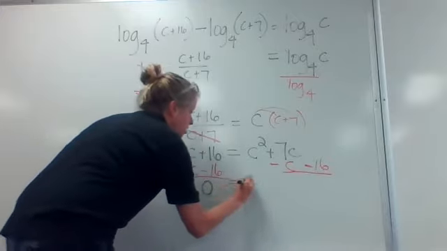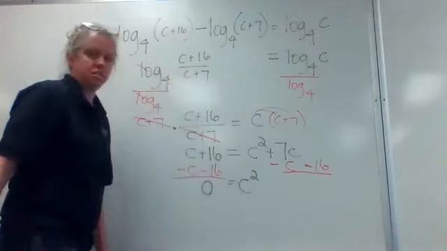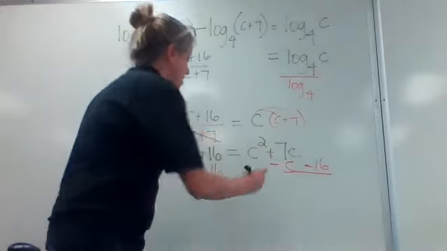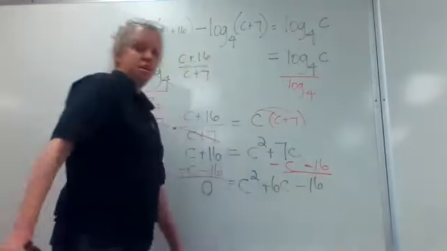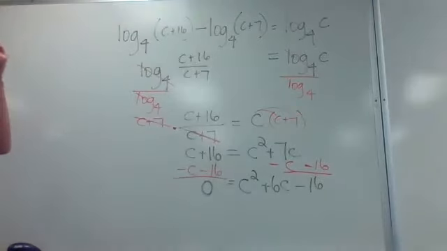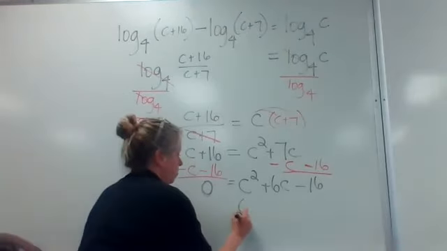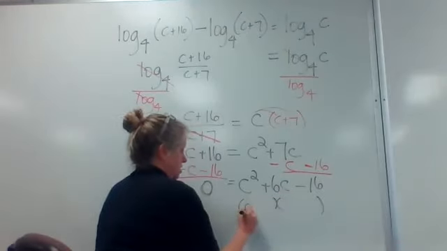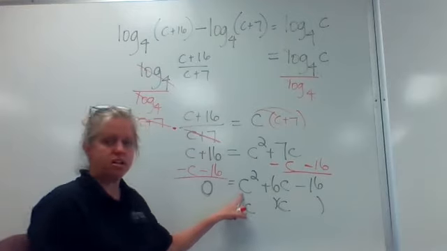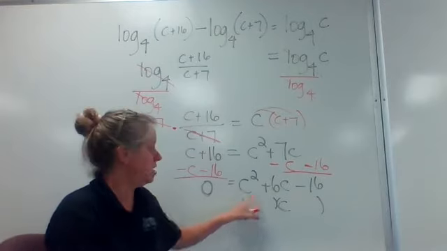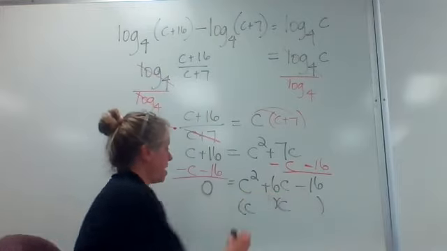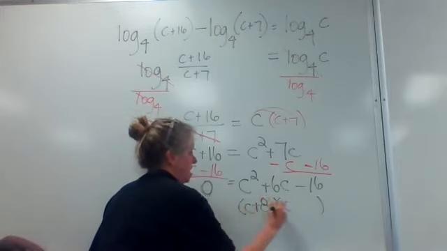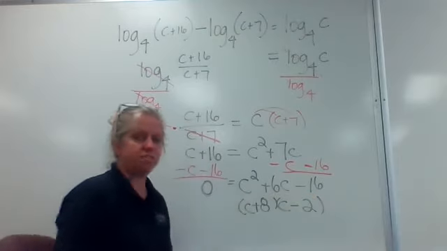So 0 equals C squared. 7C minus 1C gives me plus 6C minus 16. So you can either put that in your quad or factor it. C and C for C squared. Factors of negative 16 that add to positive 6 are a positive 8 and negative 2.